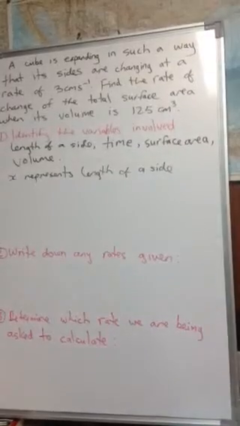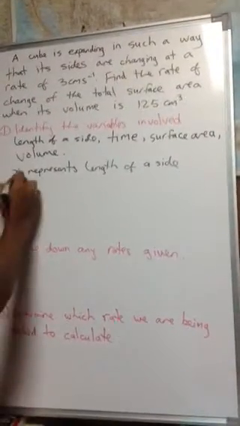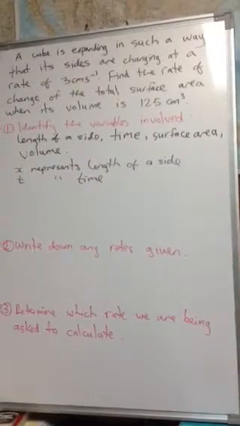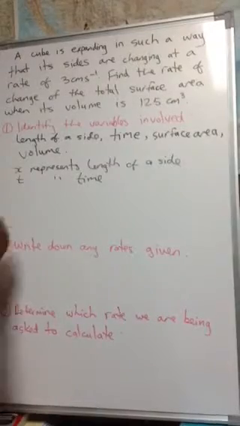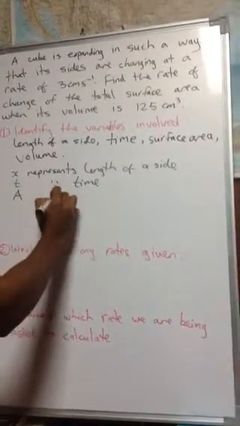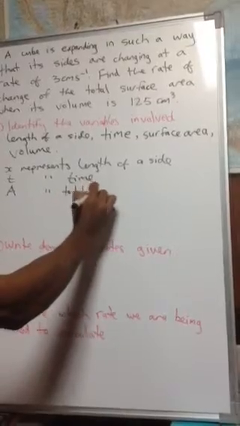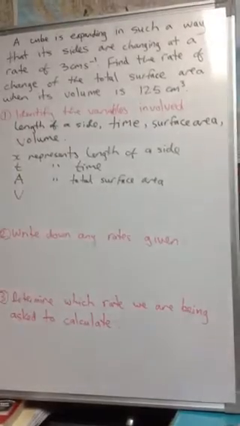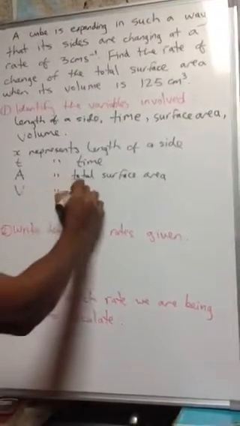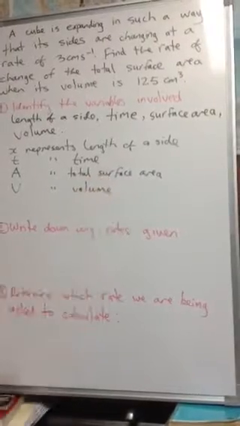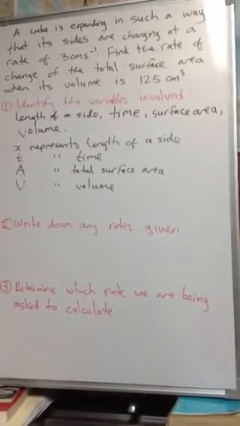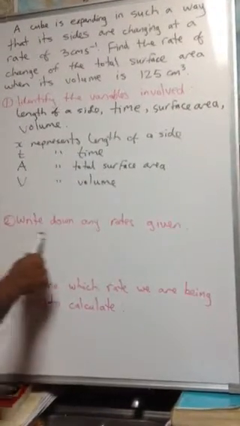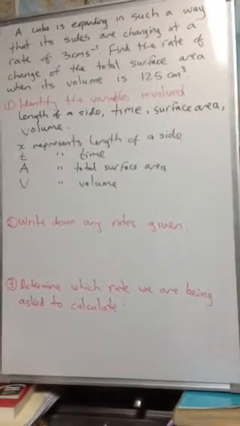So we will let x represent the length of a side. Time will be represented with a common t. Total surface area with a capital A. And capital V is usually used to represent volume. Now that we have denoted all our variables, we can get into the question. Step 2. We should write down any rates that are given in the question to assist us.